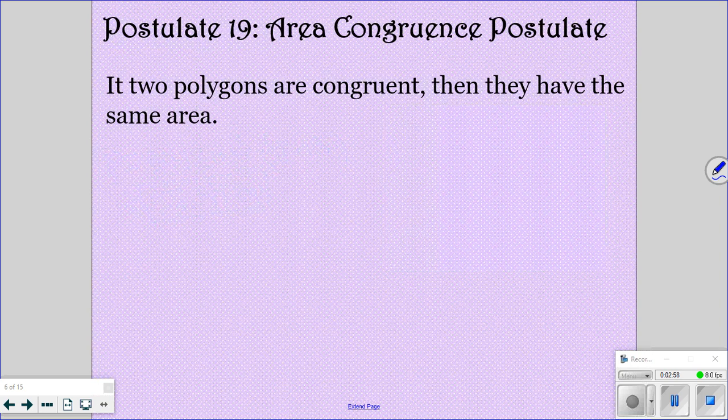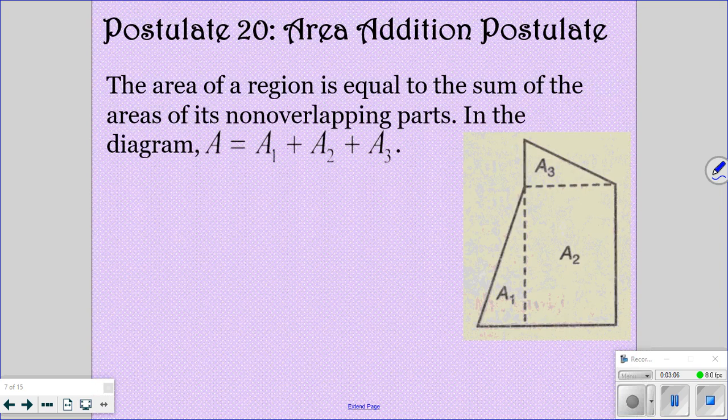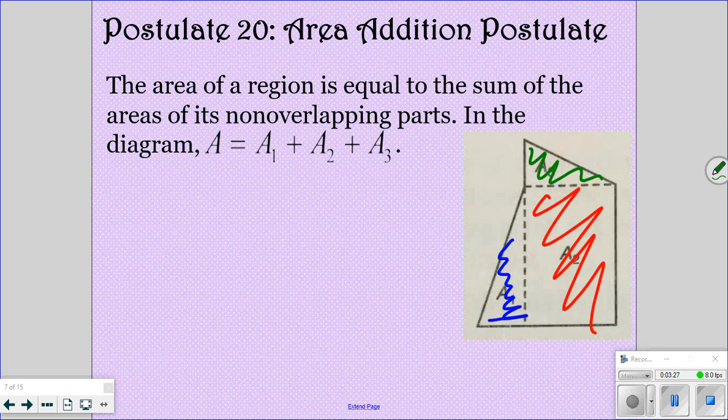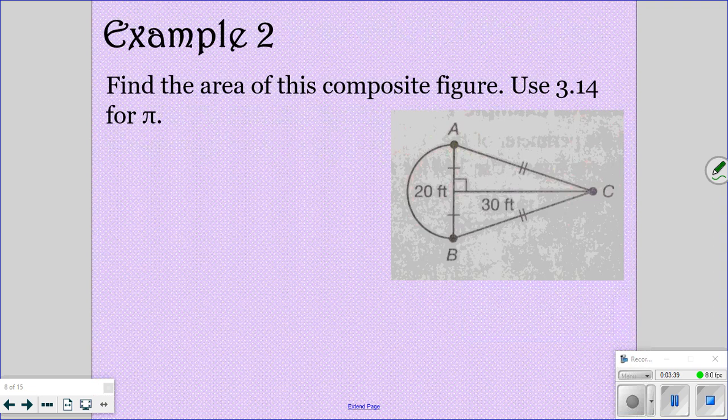For postulate 19, the area congruence postulate: if you have two polygons that are congruent, that means that they have the same area. And then postulate 20, the area of a region is equal to the sum of the areas of the non-overlapping parts. So in this diagram over here, the area of this piece plus the area of this piece plus the area of this piece would equal the whole thing. And so that's going to be the best way to find the area for your composite figures, is to just break it down into pieces that you can find the area of and add them all together. So we want to find the area of this composite figure.